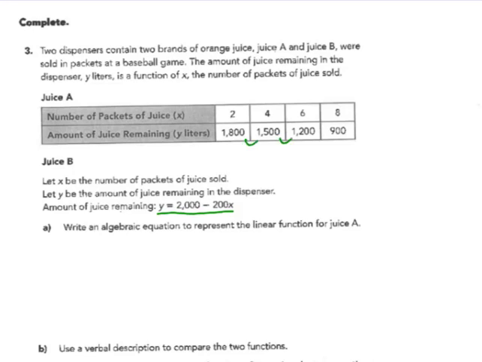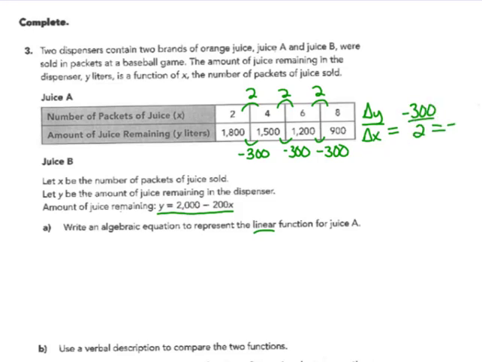Well, my delta y looks like it's going down 300. Is that constant x? Oh, yes, it's going up 2. So we do have a constant. It is linear. It does say it's a linear function anyway. So my delta y over delta x, my slope, the change in the y values, is going to be negative 300 over 2, or negative 150.